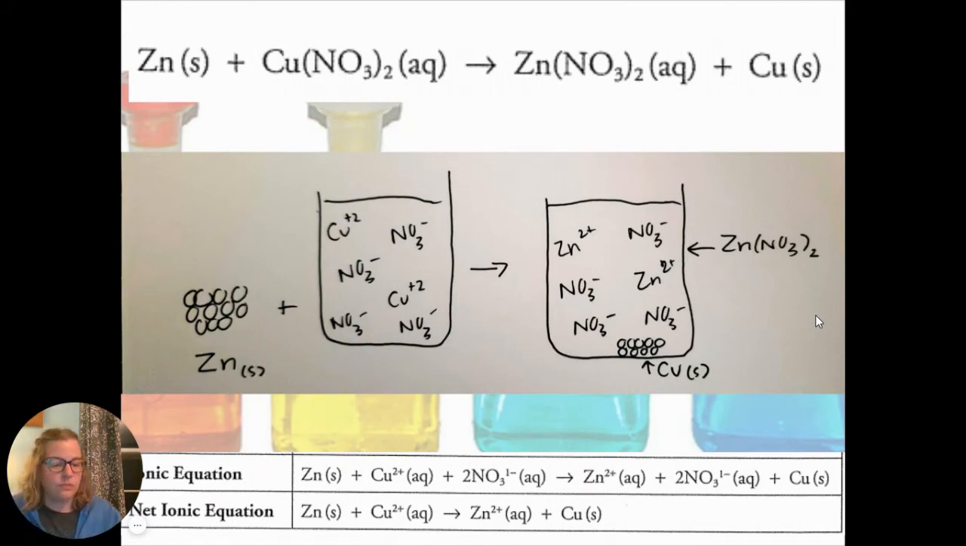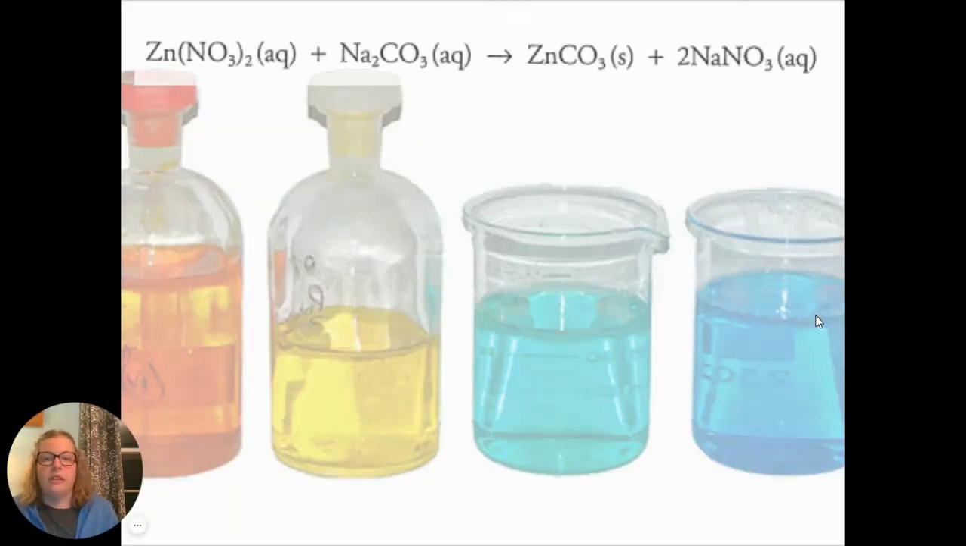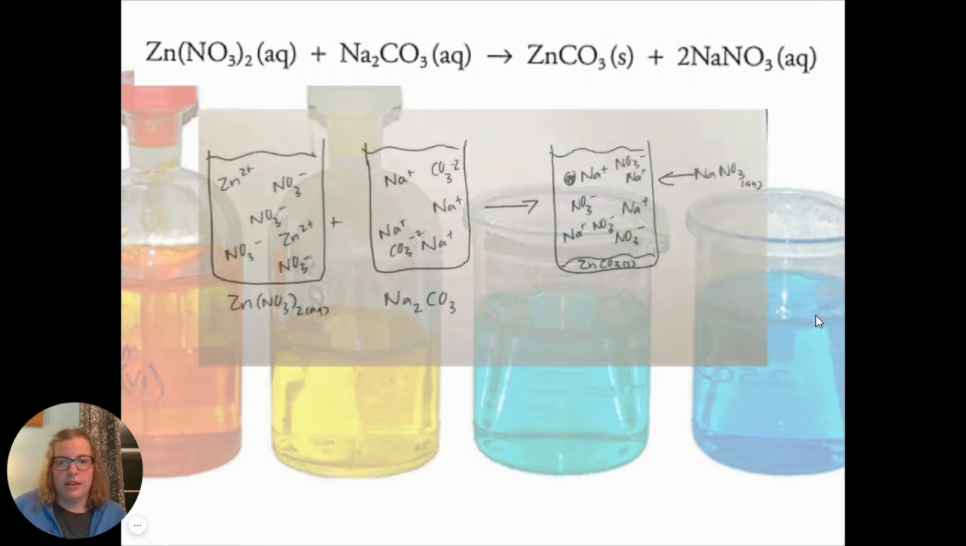Okay? All right, last one. I feel like you can do this. So let's see if you can. I want you to draw the picture for this and then see if you can figure out the net ionic equation. We're going to have zinc nitrate, Zn(NO3)2, plus Na2CO3, both aqueous, turning into zinc carbonate, which is solid, and 2NaNO3. So try to get, in this case, the picture, get your net ionic equation, and we'll come on back and take a look.